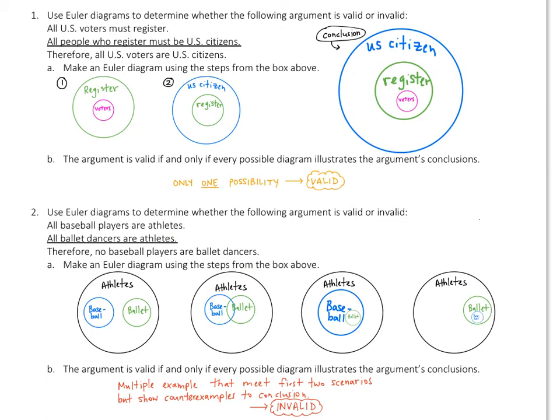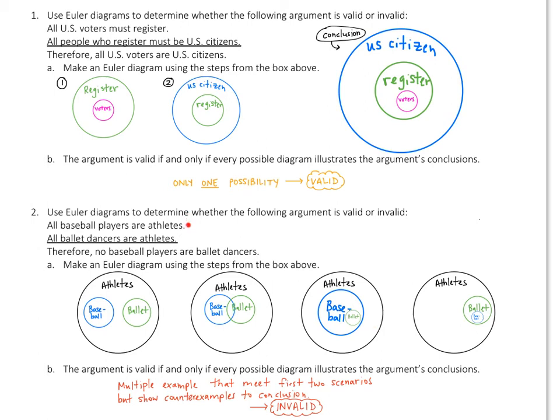So for instance, I could somehow overlap the baseball players and the ballet dancers. I still hold true all baseball players are athletes. It's still within that big circle. It's still true that all ballet dancers are athletes, but it proves that the conclusion is false. I could have also drawn it like this, where I put my ballet dancers inside of my baseball circle, which is still inside of my athlete circle.